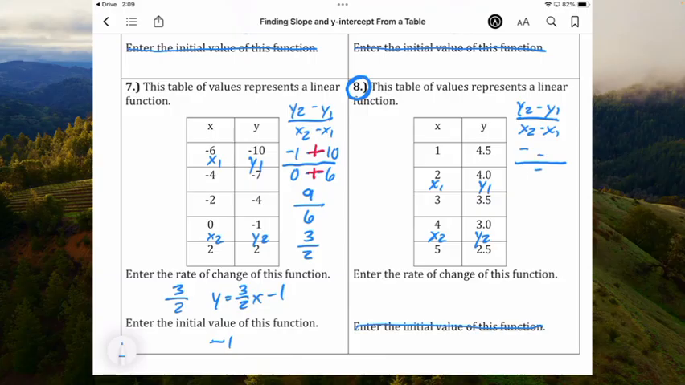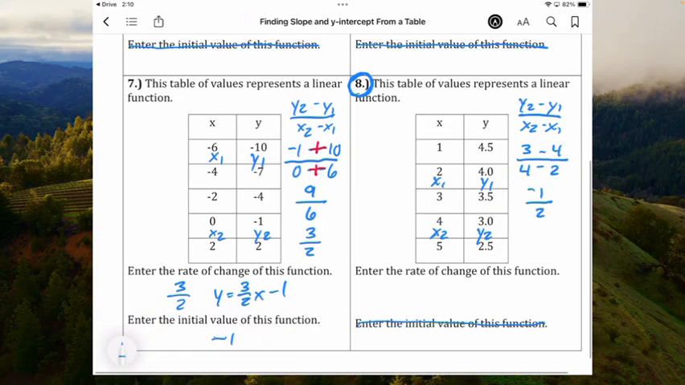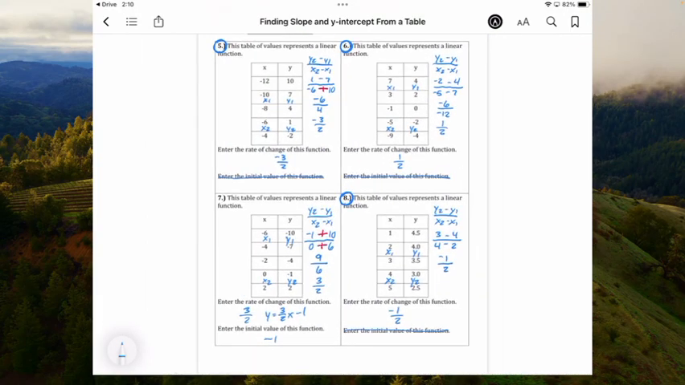y2 is 3. y1 is 4. x2 is 4. x1 is 2. 3 minus 4 is negative 1. 4 minus 2 is 2. Rate of change here is negative 1/2. Again, rate of change and slope have the exact same meaning.